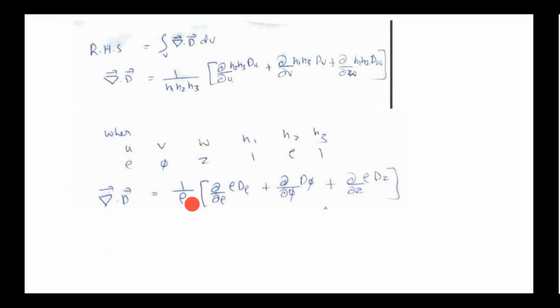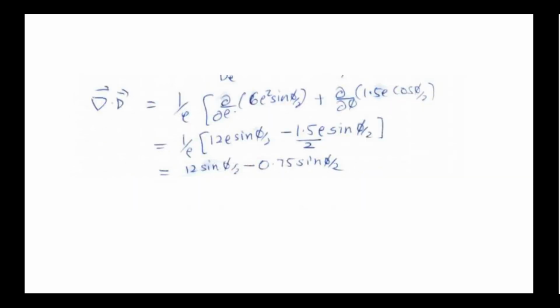So del dot D is 1 by h1 h2 h3, that is 1 by rho, ∂/∂rho of (D_rho times h2 h3, which is rho), so ∂/∂rho of rho D_rho; then ∂/∂phi of D_phi, since h1 h3 is 1; and here again h1 h2 will be rho, so ∂/∂z of rho D_z. Right. So this equation we will evaluate.